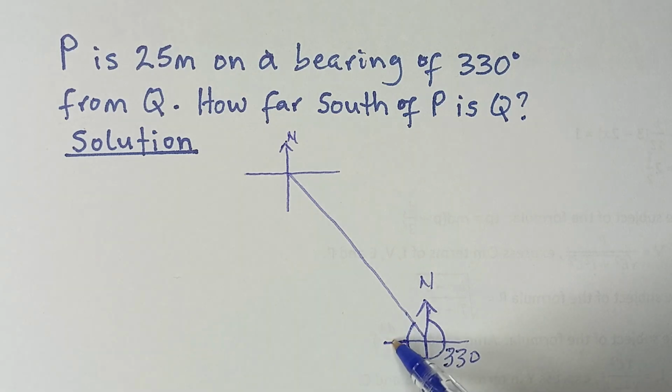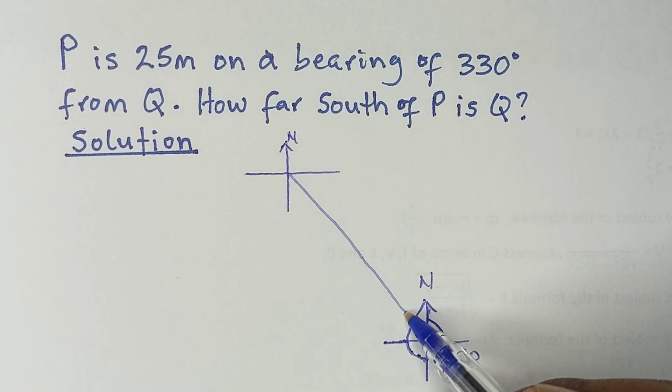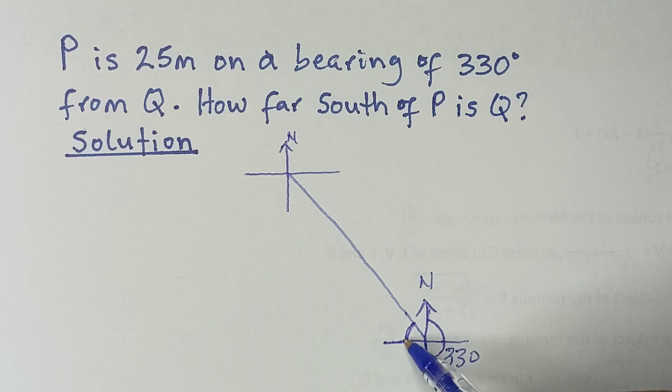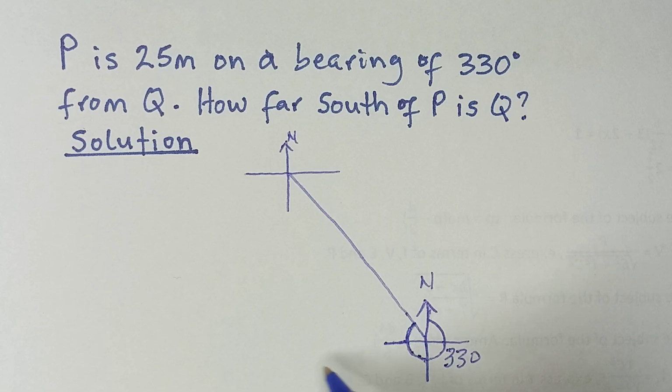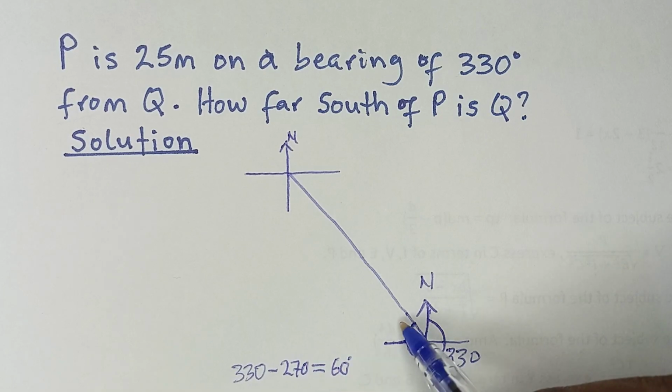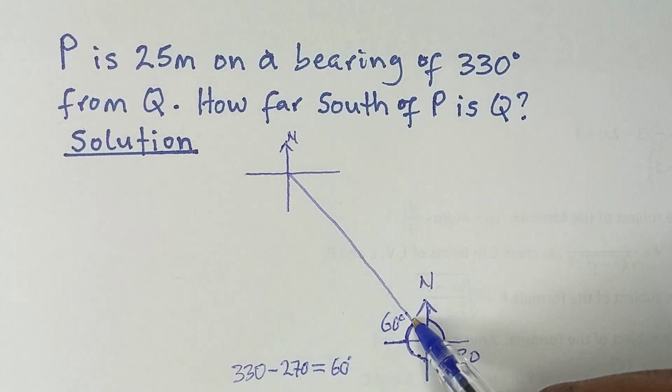So between 270 and 330, what is this angle here? It will be clear that for me to get that angle, I'll simply say 330 minus 270, and that will give me 60 degrees. So this angle here is 60 degrees. That is this angle here, from here to here.